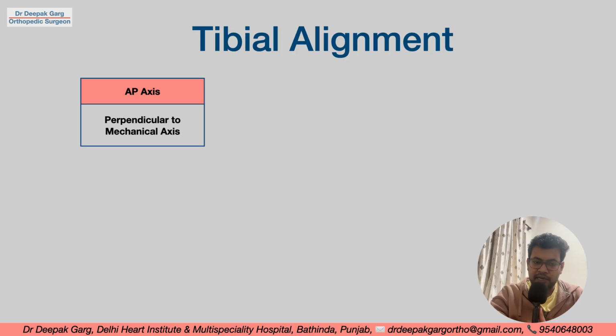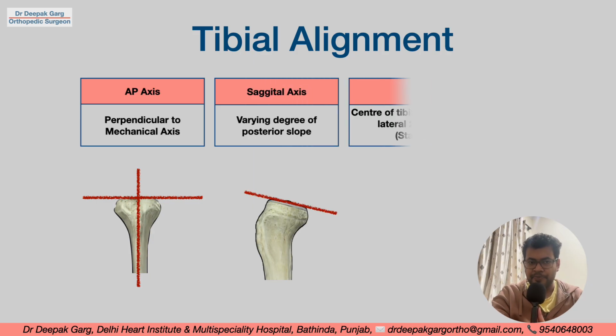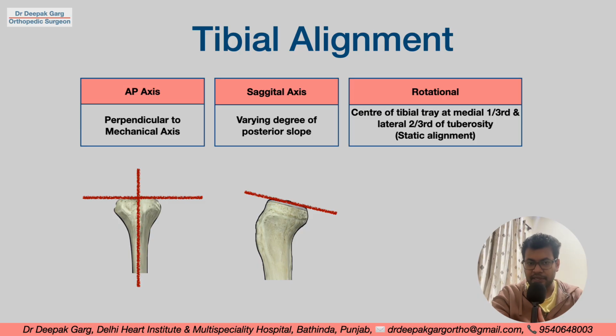Now briefly look at the cuts that we take during the surgery in tibia. In the AP axis in tibia, we take a proximal tibial cut perpendicular to the mechanical axis. For the sagittal plane, we take a varying degree of posterior slope. And for the rotational alignment of the tibia, I usually take a static alignment and center of the tibial tray at medial 1/3 and lateral 2/3 of tibial tuberosity.